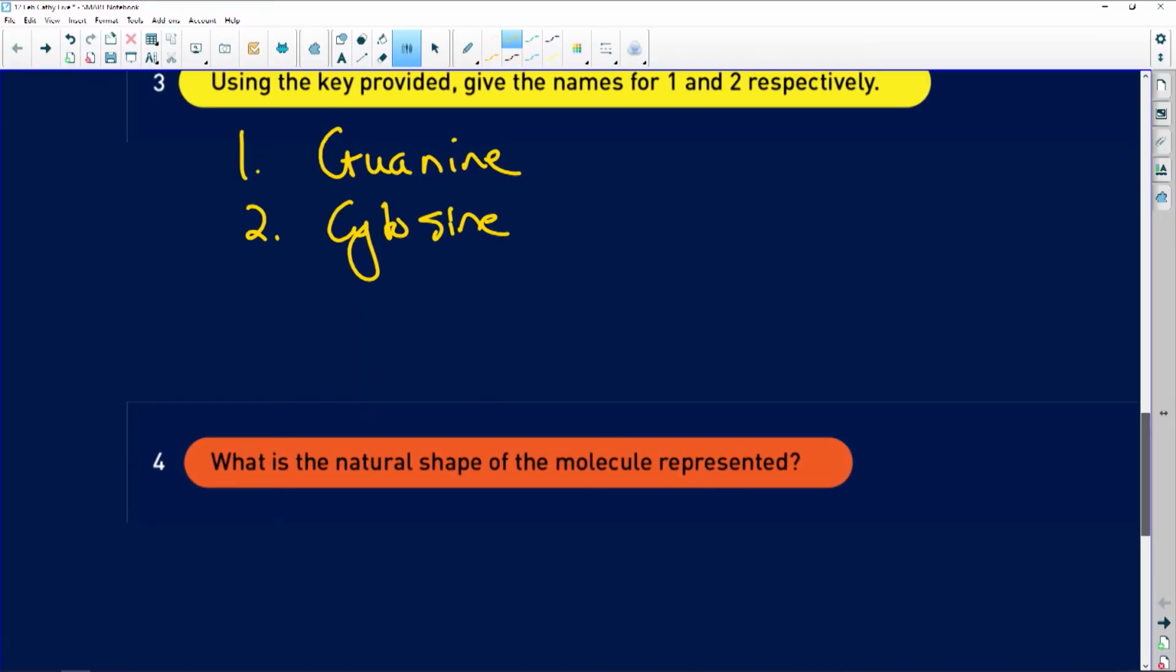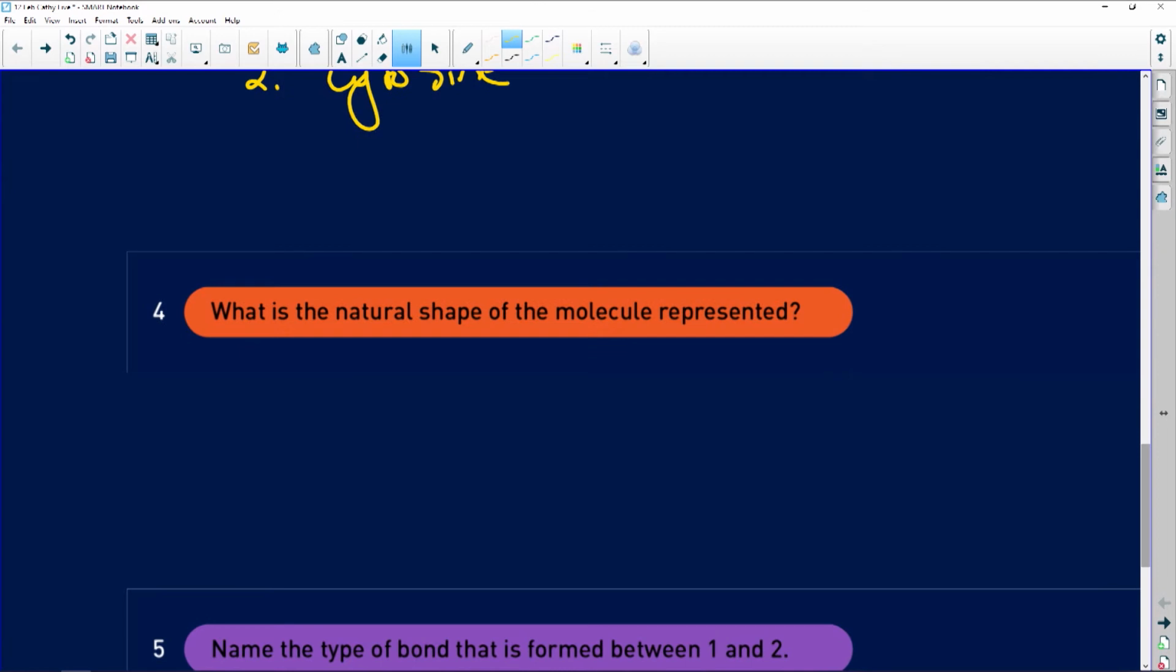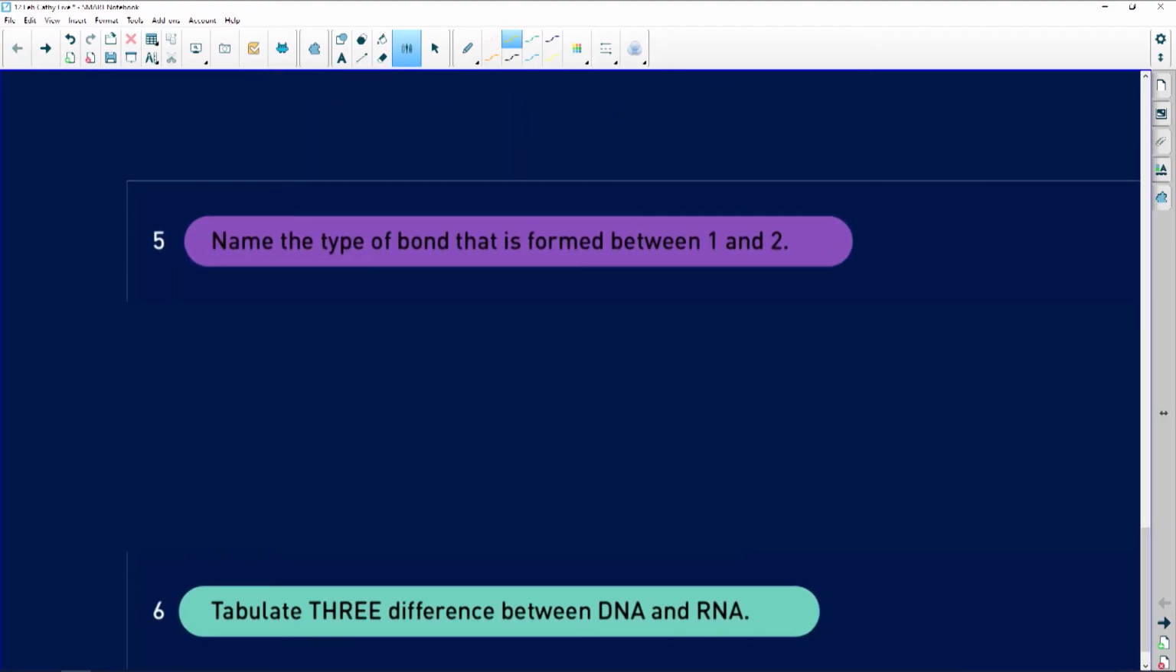Right, then what is the natural shape of the molecule that's represented? Well, DNA is always a double helix. Helix means it is twisted. It's twisted around. And there are 2 strands. If you remember our joke from last week, you had DNA with the 2 strands saying to RNA, are you still single? All right, so single strand for RNA, double strand for DNA. Then it says, name the bond that forms between 1 and 2. I can tell you already, they are weak hydrogen bonds. They're weak hydrogen bonds, so they can break easily.